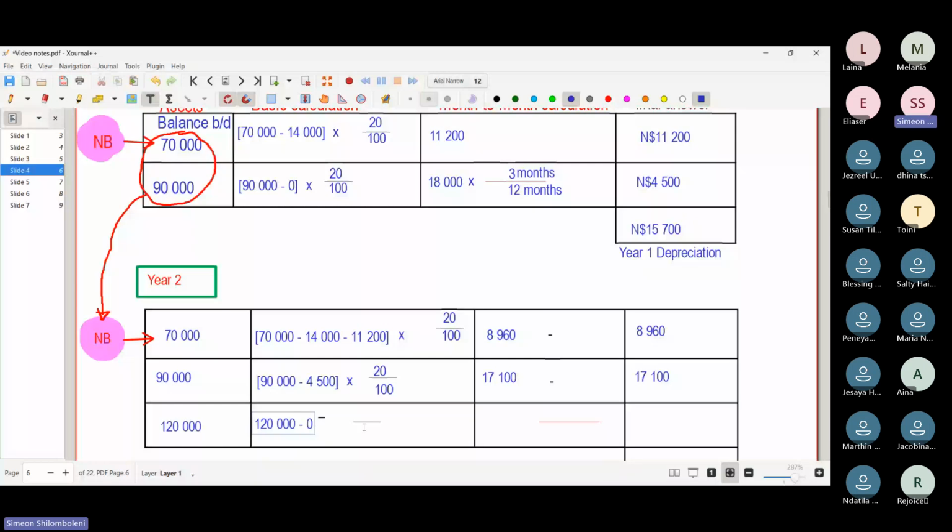multiplied by 20 over 100. How much do we get here? 24,000.